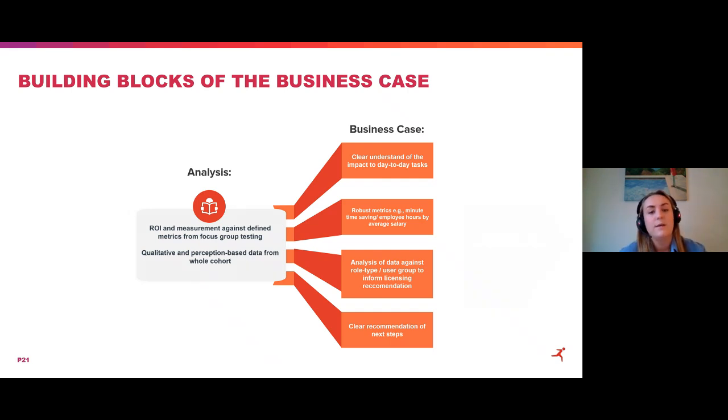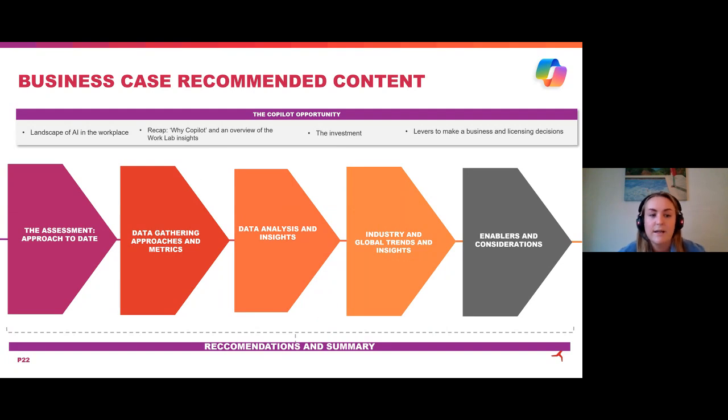And just to flash up some thoughts we have on the content that a business case might contain. Before we get started on articulating this, you obviously want to share what opportunity Copilot has to offer. This might summarize the landscape of AI in the workplace. It might say why Copilot has come into being, thinking about the Work Lab insights from Microsoft that led to Copilot's development. We might talk about the investment level. This is why we're doing such a robust approach to our cohort and to this measurement piece. And the levers that make a business case and licensing decision. So what are we going to base our decision on?